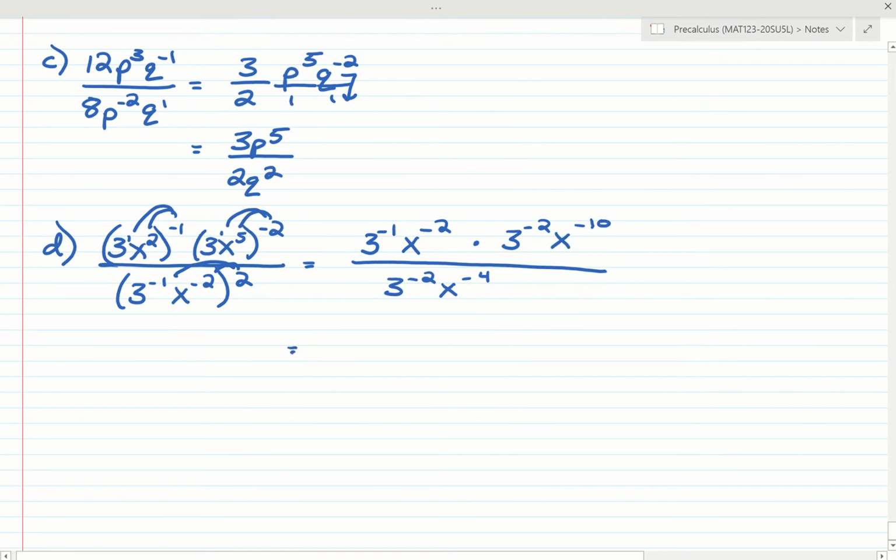So let's look at the numerator. Can we reduce anything on top? Well, yeah, we have 3 to the negative 1st times 3 to the negative 2nd. Remember, the commutative property of multiplication says it doesn't matter what order we multiply things in. So let's multiply those two 3's together. We add those powers. This is 3 to the negative 3rd. X to the negative 2nd times x to the negative 10th is x to the negative 12th.